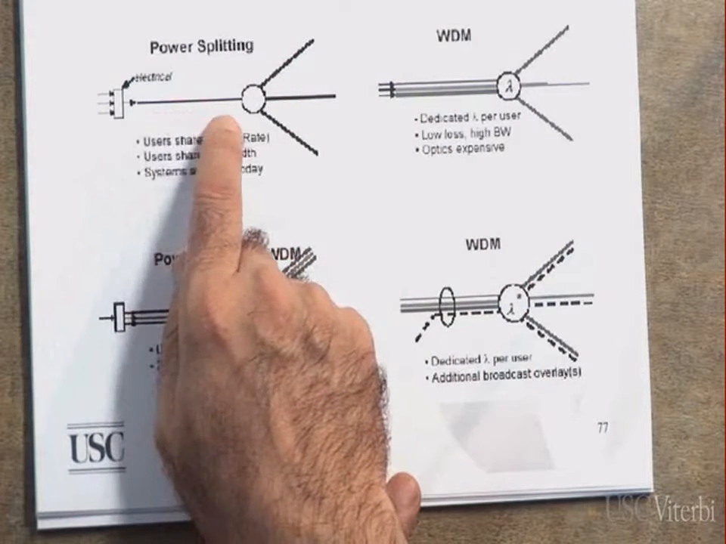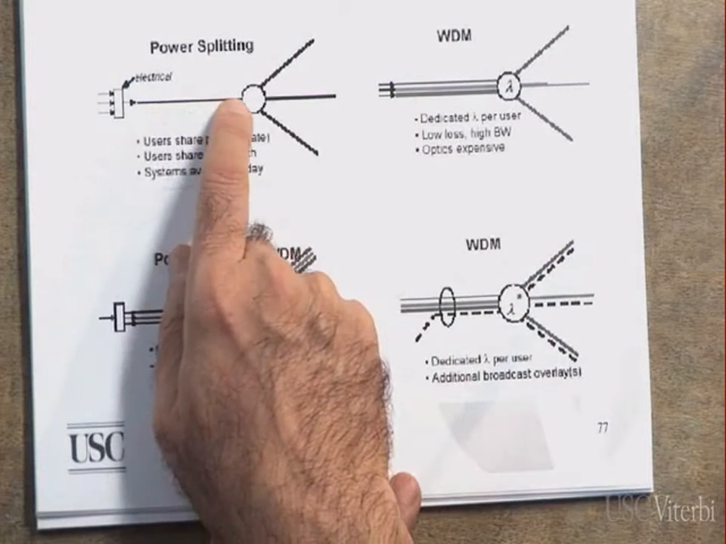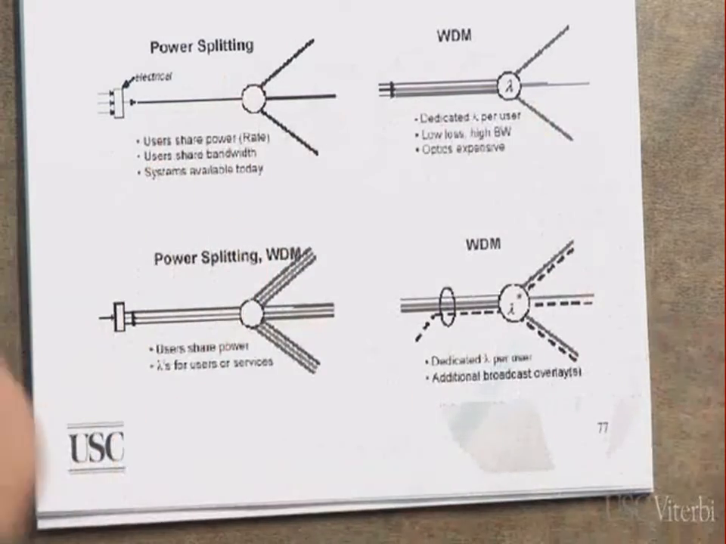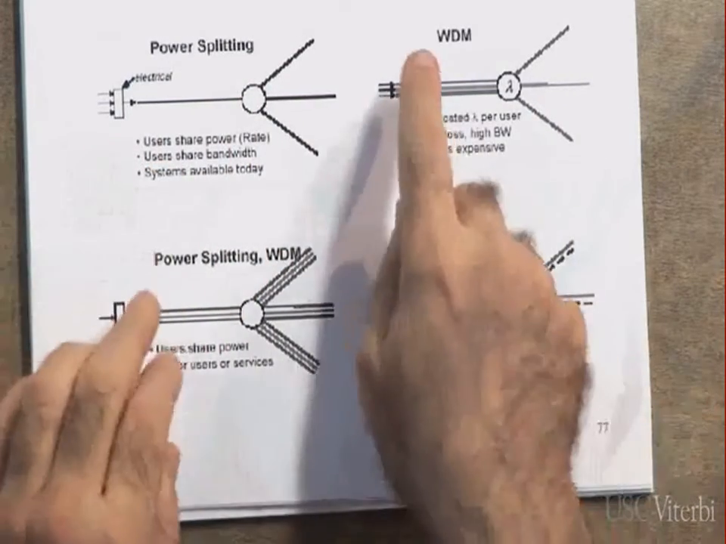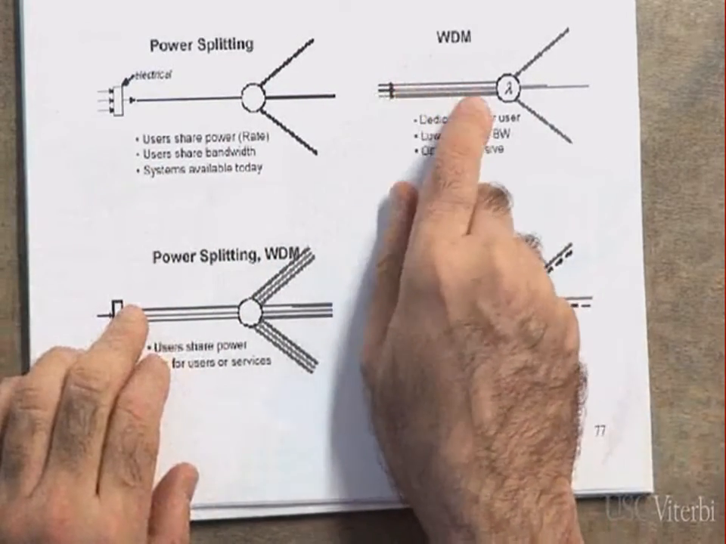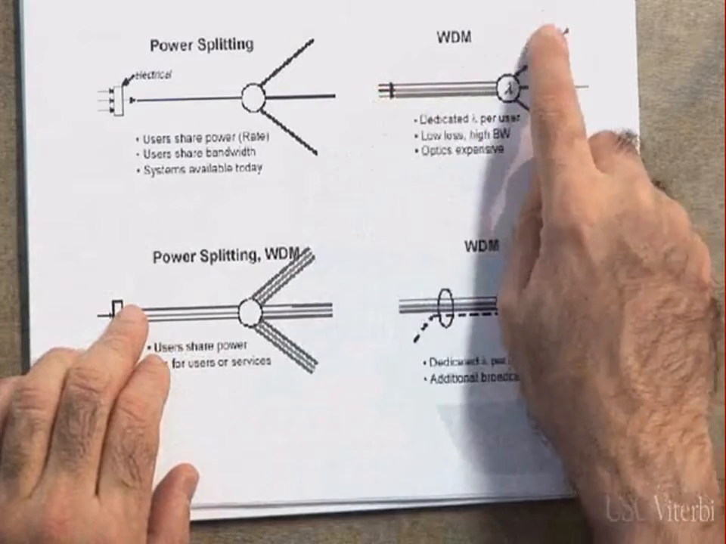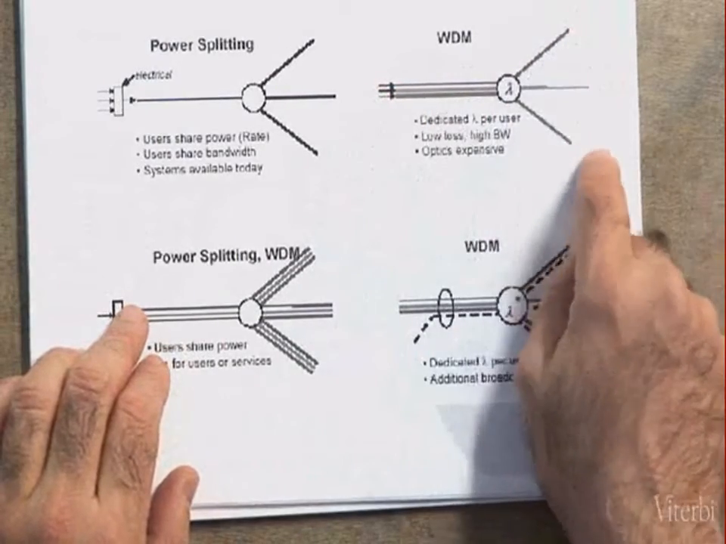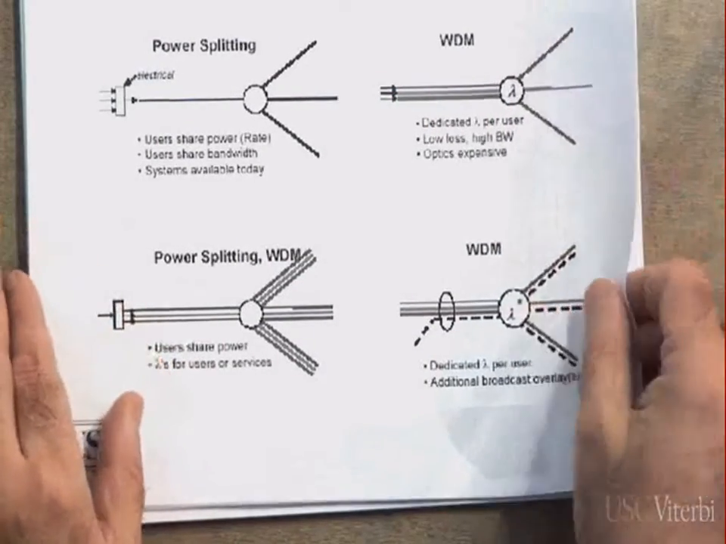In a passive optical network, there is a single wavelength in here, and it will be split. The power will be split. Whereas in here, there are multiple wavelengths, and each wavelength will be dedicated to each one of them, as I will show you in just a second.